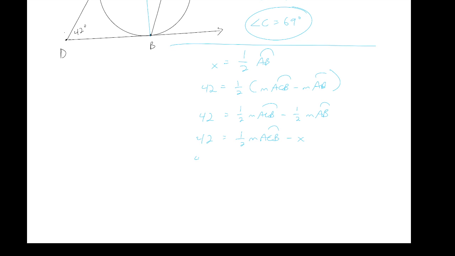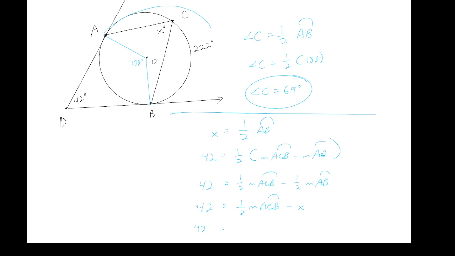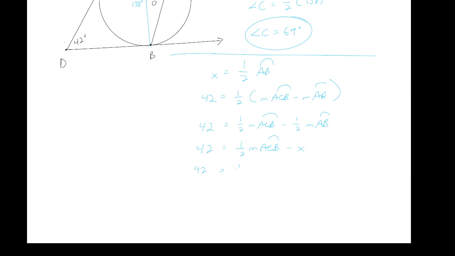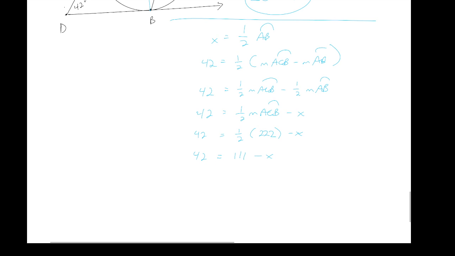So I'm going to take ACB, which is 222, and substitute, and then we're just working out some algebra. That's going to be 111. Subtract 111 from both sides. Again, negative 69 is equal to negative x, meaning that 69 is equal to x. So you could do the problem really either way.